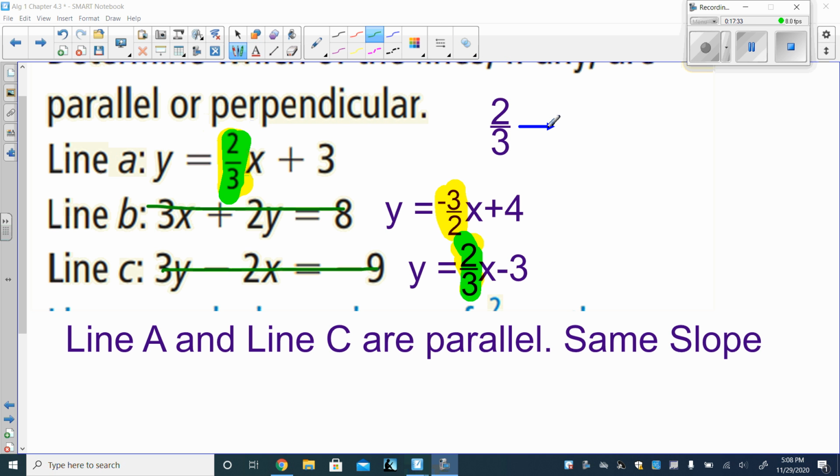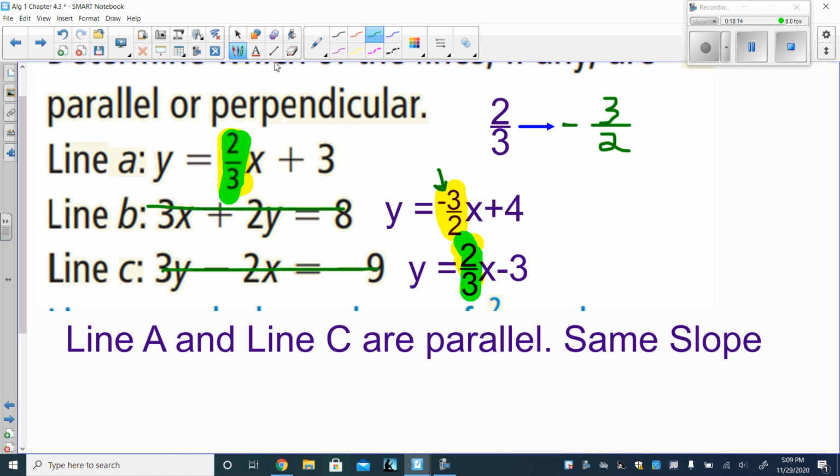Okay, so we're looking at 2/3, and we want to see what is the perpendicular slope of 2/3, line A. Well, perpendicular slope is the opposite reciprocal. We change the sign and flip it. So since 2/3 is positive, if we change the sign, it would be negative. And if we flip it, the 3 would go from the bottom to the top, and the 2 would go from the top to the bottom. So the opposite reciprocal of 2/3 would be negative 3/2. Well, do we have that? Yes. Line B's slope is negative 3/2.